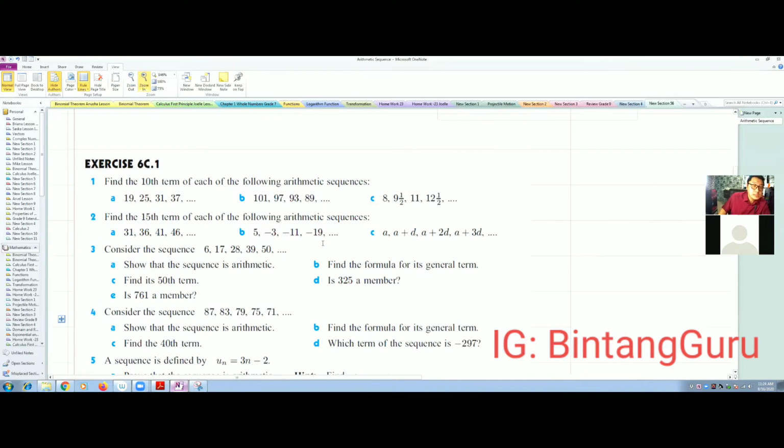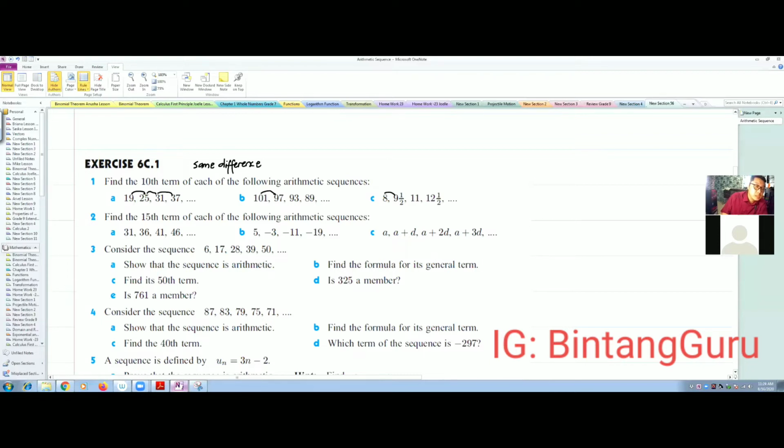Okay, so we do exercise 6C1. We have to find the 10th term of each of the following arithmetic sequences. For arithmetic sequences, we know that every number has the same difference.